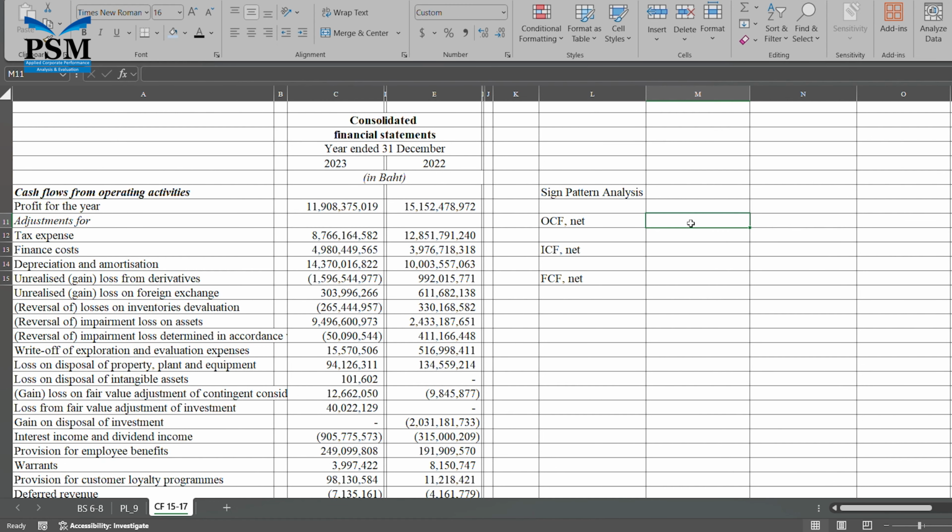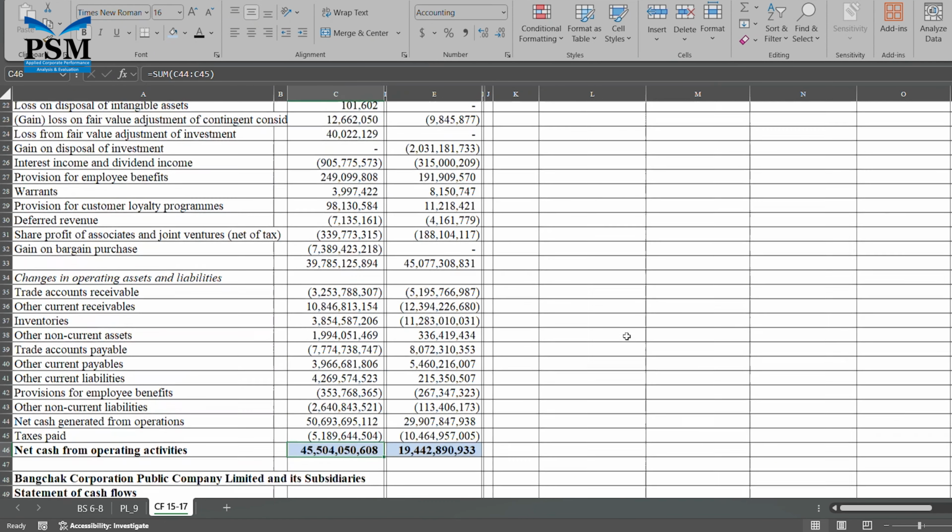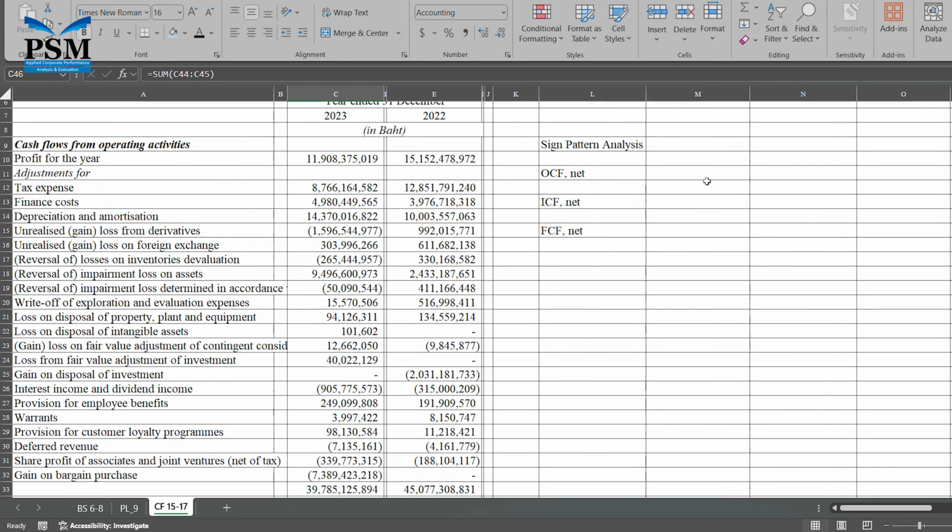So we scroll up, and we see the operating cash flow, line 46. For the year 2023, it is a positive number. So here we write operating cash flow: the number is positive.